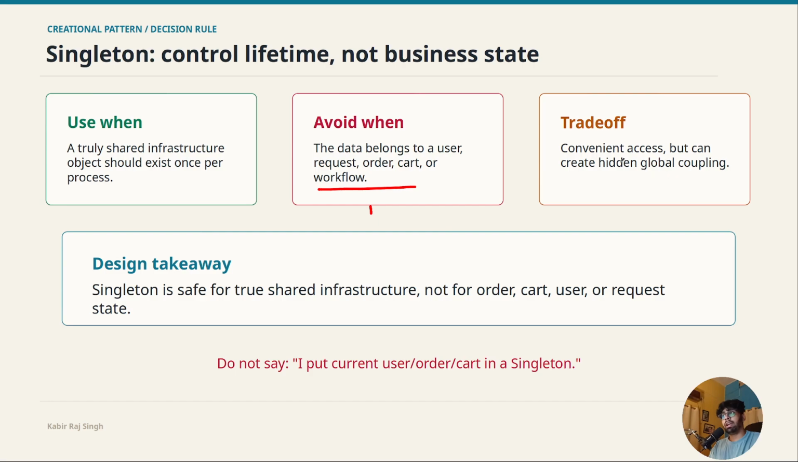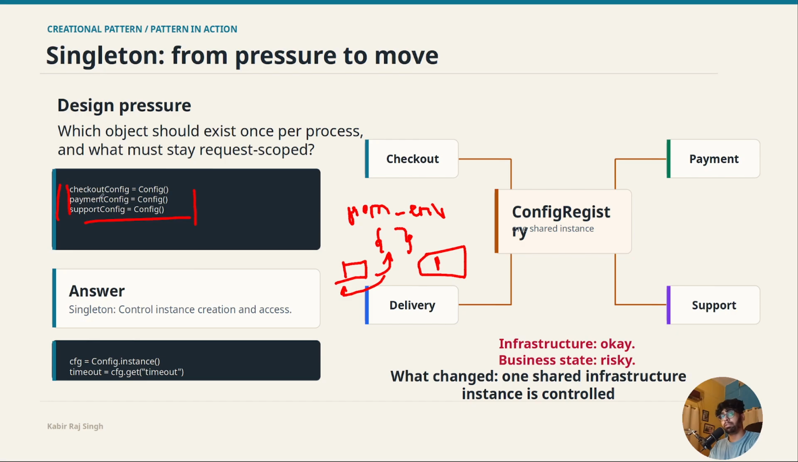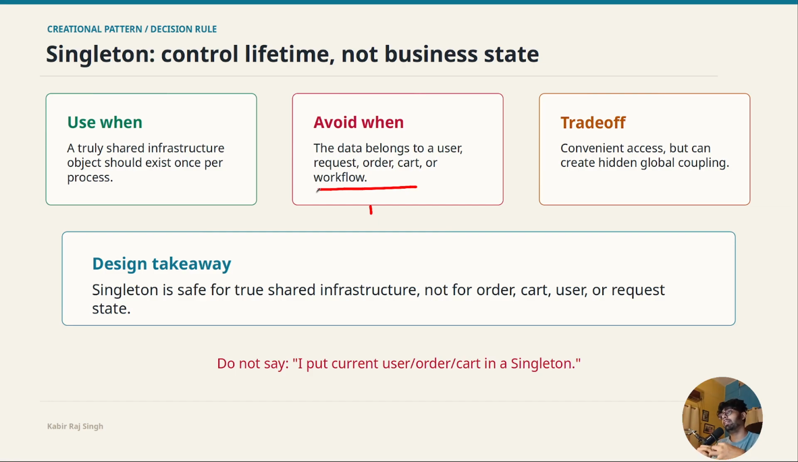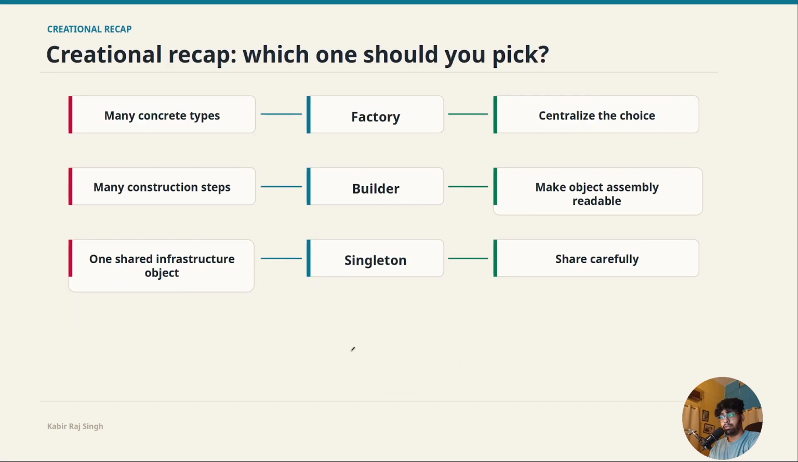The trade-off is that it is convenient, but it creates hidden global coupling. For example, if you move these configs into one place and then you try to create them, it can create very hidden coupling, which you might realize much later in the code and it might be difficult. So the restriction you need to follow is to use it only for infrastructure such as configuration or registry access. I know I'm repeating this, but it's very important that you understand this, and not for order, cart, or user state. This distinction is what makes the pattern safe. And yes, this is the concluding line for it.